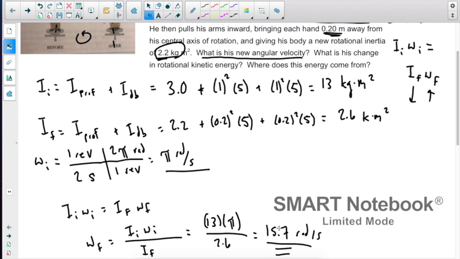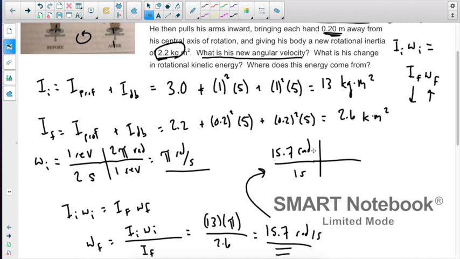What if we wanted to know how many revolutions that was per second? How many revolutions is he making every second? We know last time he was making 1 revolution every 2 seconds, or half a revolution per second. Well, I could do a quick conversion here, couldn't I? 15.7 radians every 1 second. Just convert it back. This could be something we're interested in.